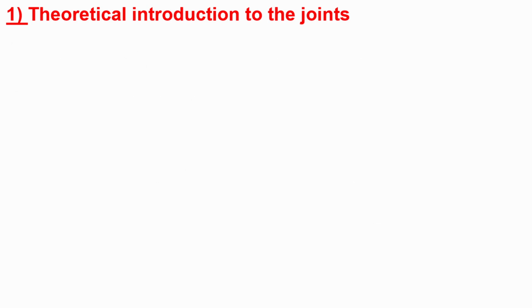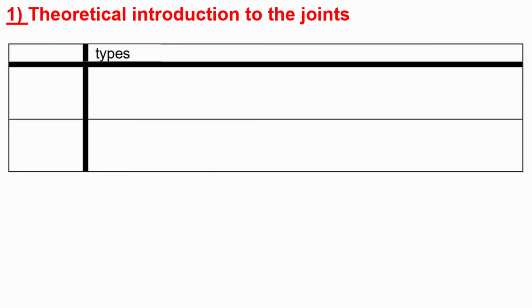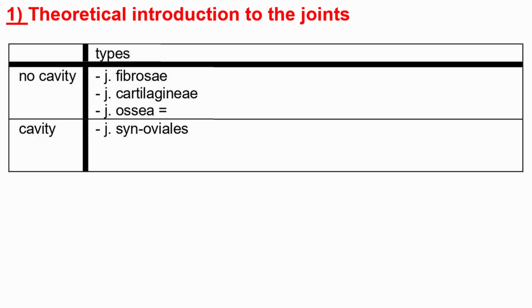There are two ways to classify joints, which I will explain to you with the help of a table. Very roughly, we have joints without cavities and joints with cavities. The first classification is by structure, or more specifically, by the histologic tissue that primarily fills the gap between the bones. We have fibrous, cartilage, bony, and synovial joints.